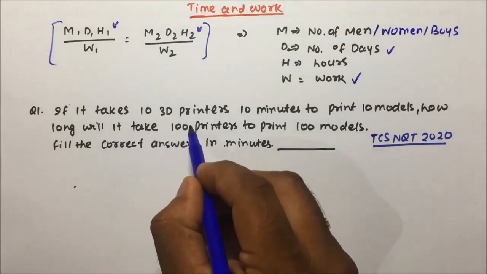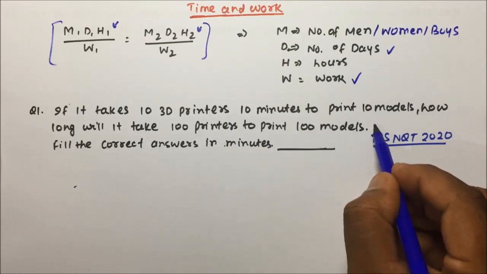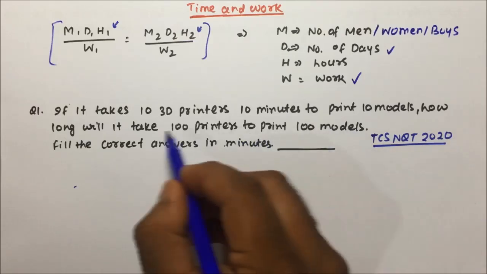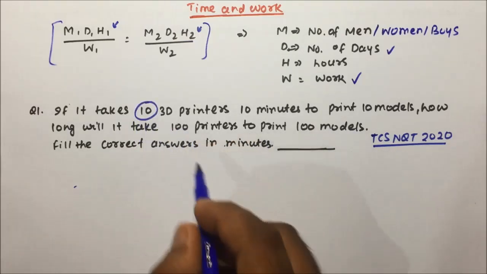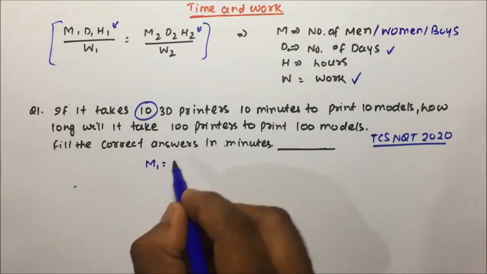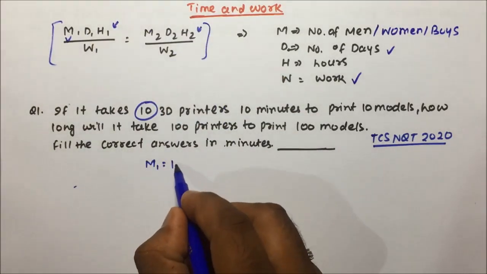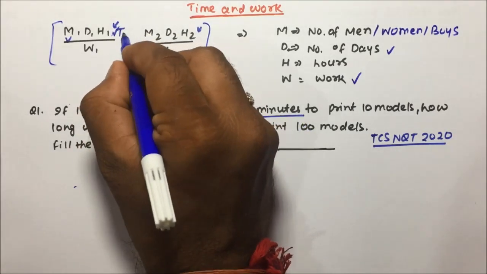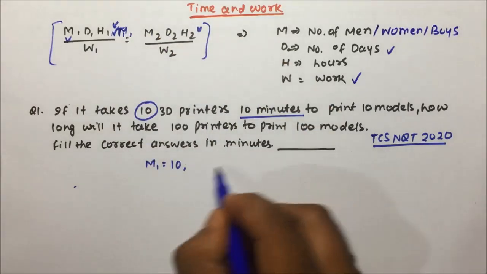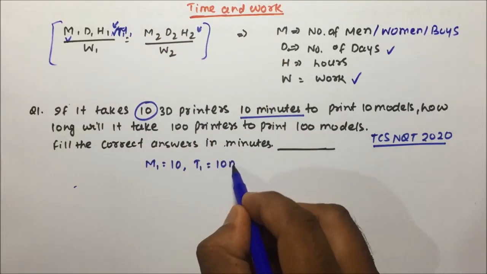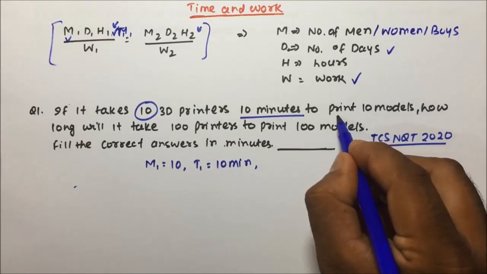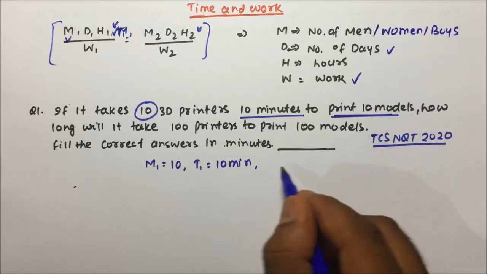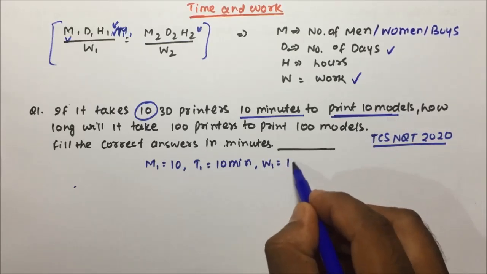If it takes 10 3D printers 10 minutes to print 10 models, how long will it take 100 printers to print 100 models? Now the number of printers we will assume here is nothing but number of men. So number of printers is equal to 10, and if we talk about the time, then time is 10 minutes. And how many models are they able to print? They are able to print only 10 models. So printing 10 models is nothing but work. So now my work will be 10.